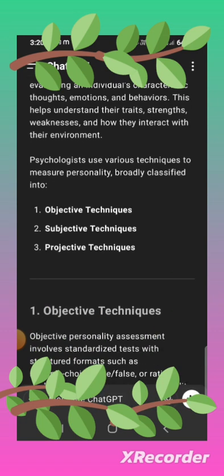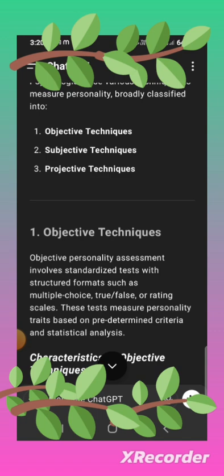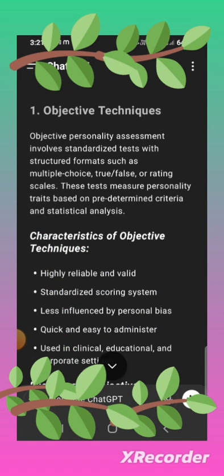Objective techniques, subjective techniques, projective techniques. Objective techniques are based on standardized tests with fixed answers. Subjective techniques are based on personal opinions, observations, and interviews. Projective techniques are based on ambiguous stimuli to uncover hidden aspects of personality.